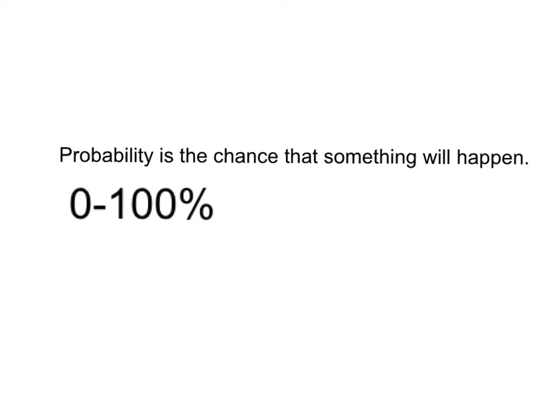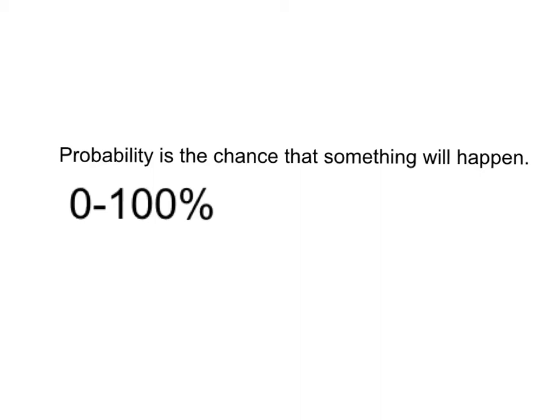Probability is the chance that something will happen. All probability has a range of 0 to 100%. Even if you drop a pen, according to probability experts, the pen never has a 0% chance of landing on the ground.